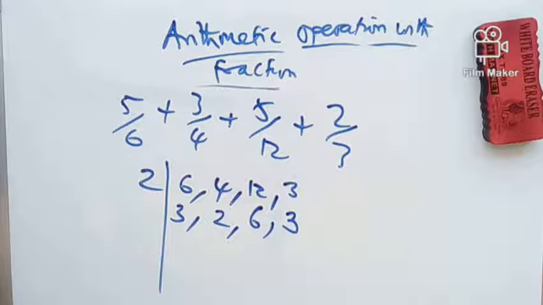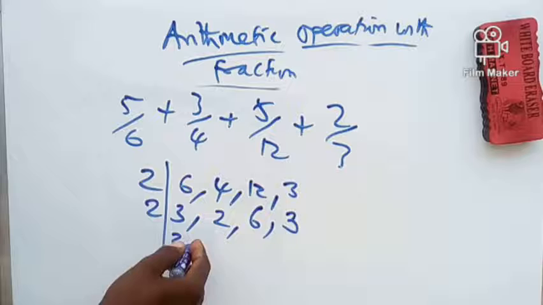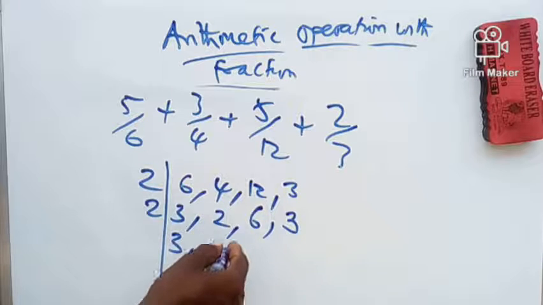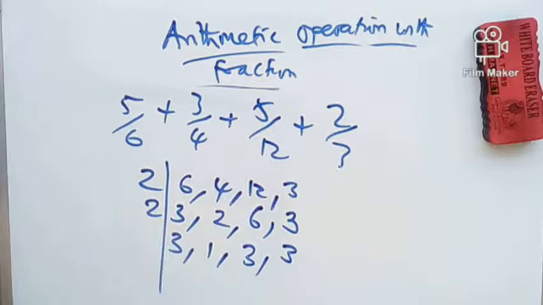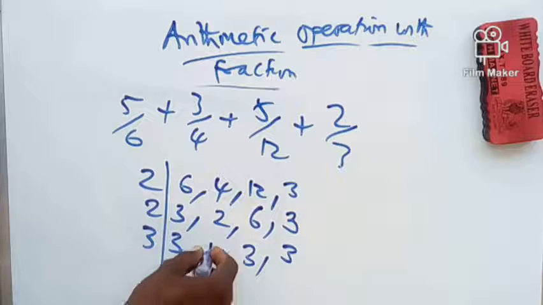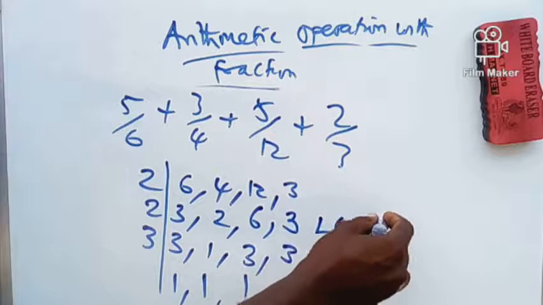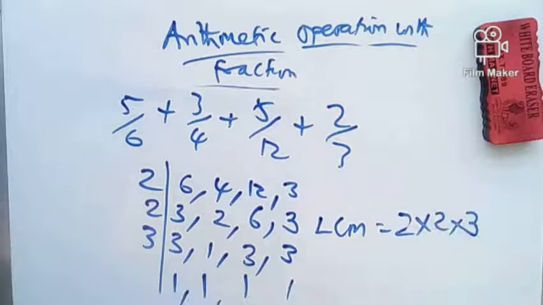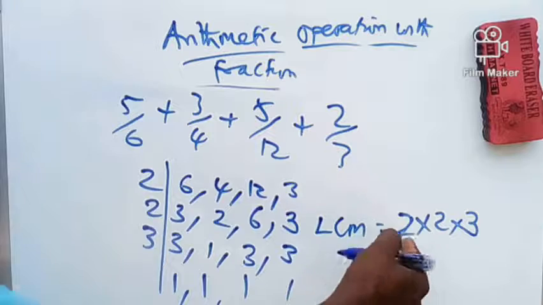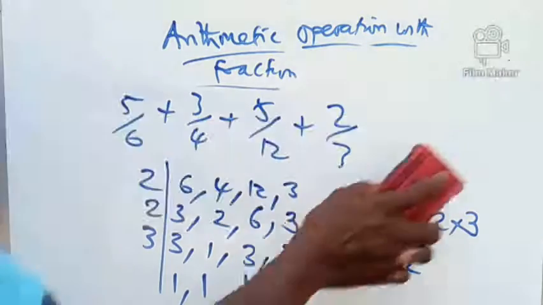So what else can go? I think 2 can still divide because of the 2 here. So when 2 goes in, 2 cannot go into 3, so you bring it down. 2 goes into 2, you have 1. 2 goes into 6, you have what? 3. 2 cannot go into 3, so bring it down. So what's the next stage? Since 2, we are done with it. I think 3 can go now. When 3 goes into this, you have 1, 1, and 1. So the LCM of this whole denominator is 2 multiplied by 2 multiplied by 3. So what is it? 2 times 2 is 4. 4 times 3 is what? 12. And that is it.